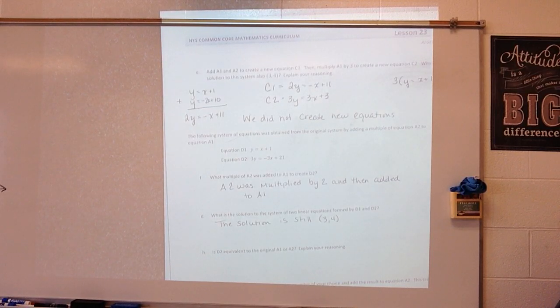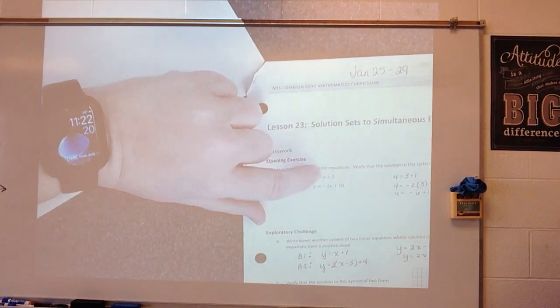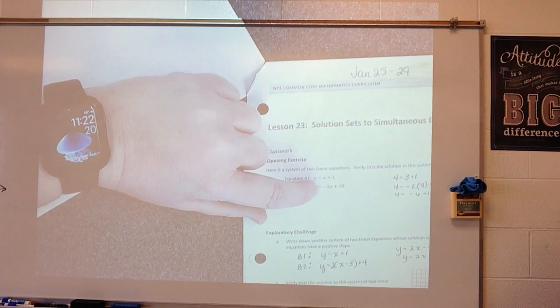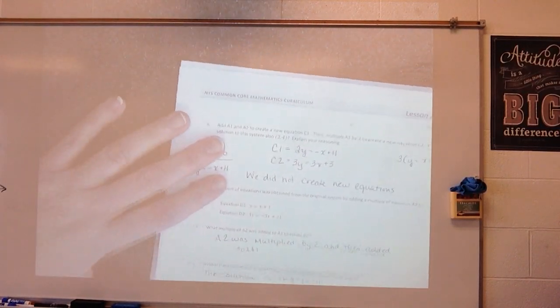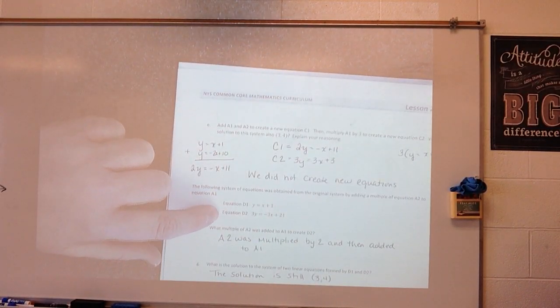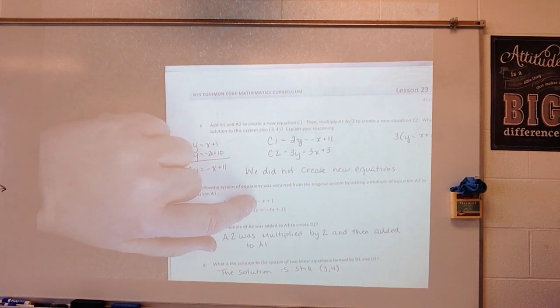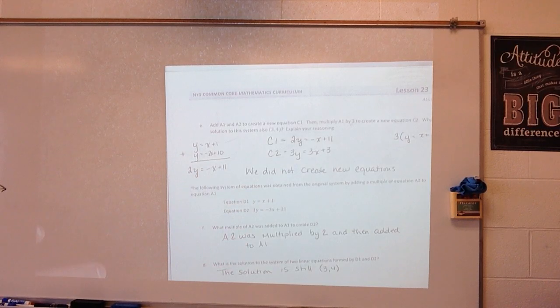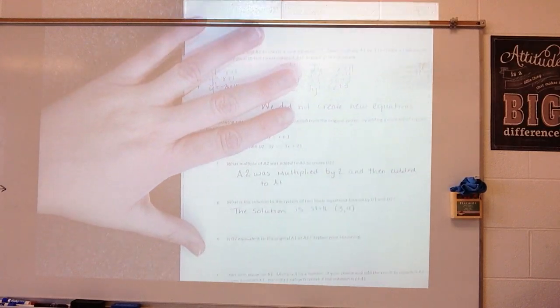Is D2 equivalent to the original A1 or A2? And explain your reasoning. Going back to A1 and A2, A1 has a slope of 1. A2 has a slope of -2. Let's look at D2. D2 has a slope of -1. So it is not equivalent to those two.